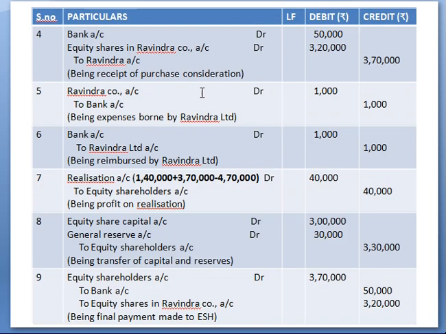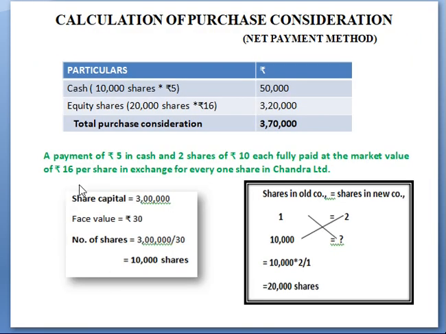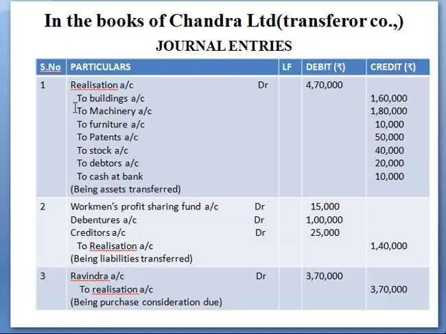Now, after transfer of these items, the last entry is the payment to the equity shareholders. So how do we make the payment? How does the purchase company make the payment to the selling company, to the equity shareholders? It is payable in two forms, right? That is the cash and equity shares.